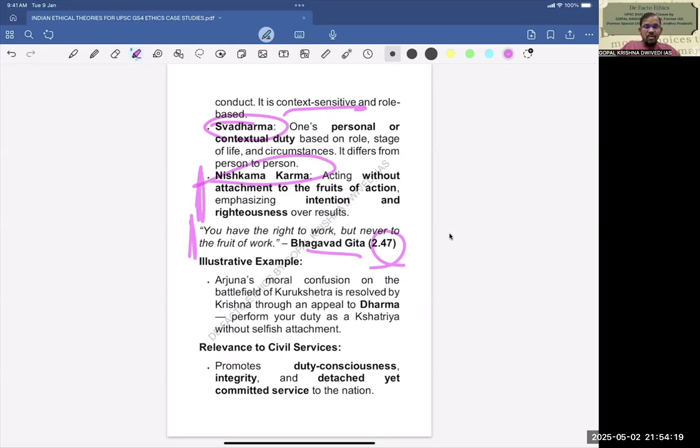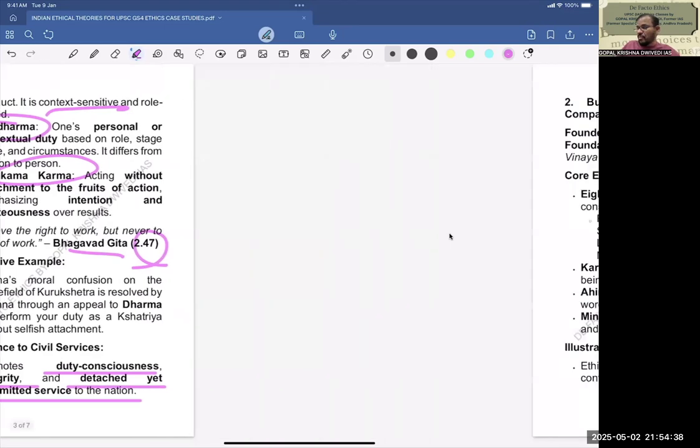Now, how is it relevant to civil servants? These ethical principles promote duty consciousness, integrity, and detached yet committed service to the nation. To that sense, it is important.